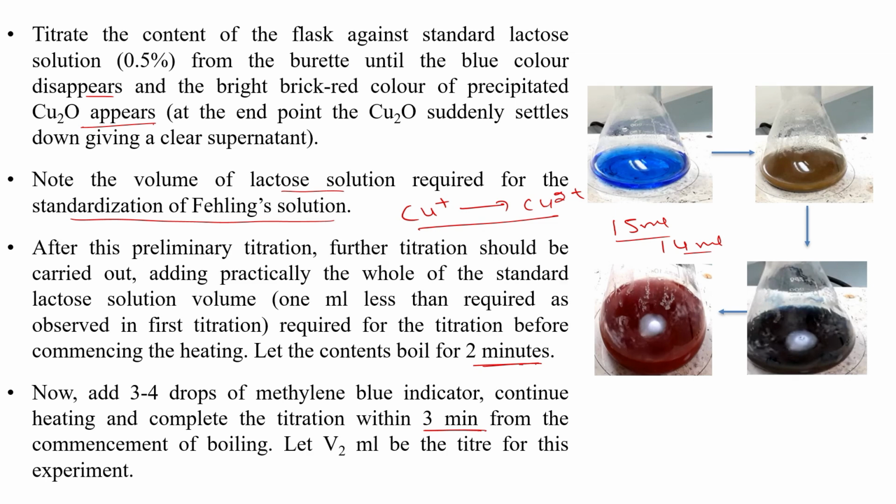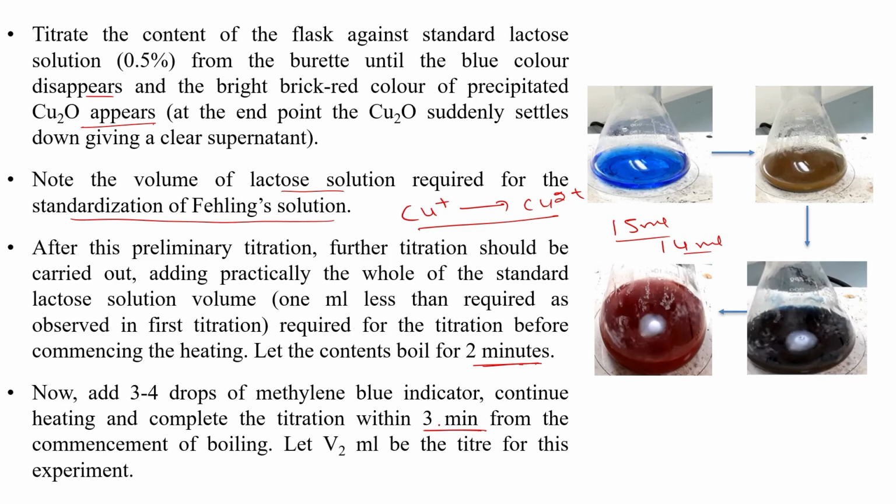One reason is that decomposition of the Fehling solution takes place if you heat it for a prolonged period. So that is why, once we know that 15 ml is required, we can add most of it and save the time in boiling, so that decomposition of Fehling solution does not take place. And also the titration is to be completed within 3 minutes.